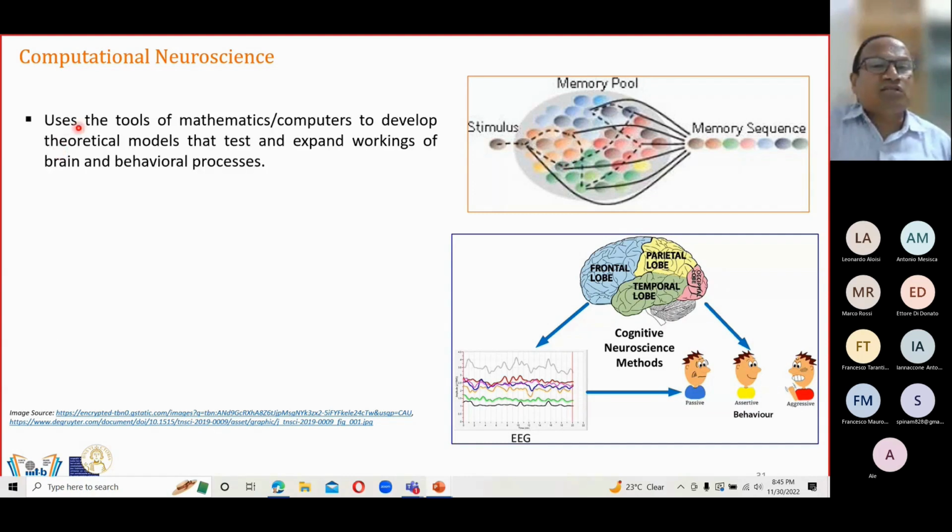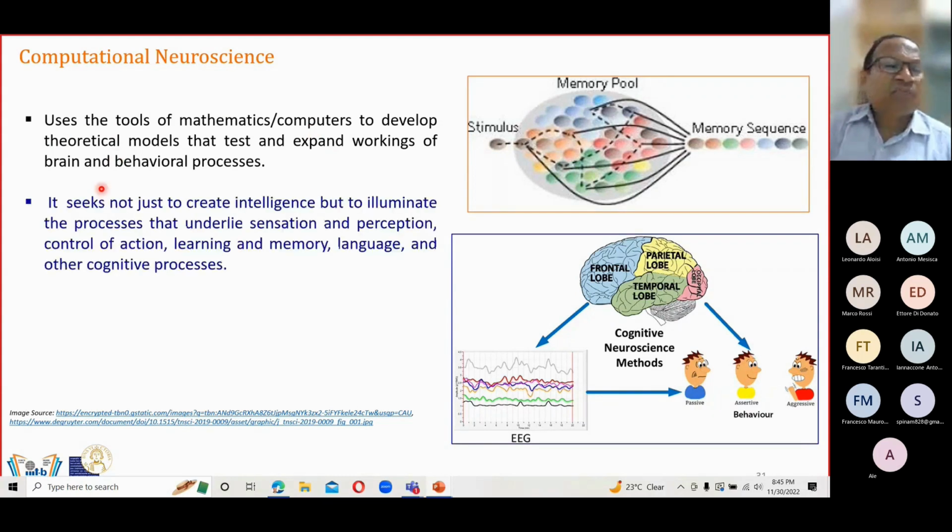This neuroscience uses tools of mathematics and computers in the development of theoretical models, which are used to test and expand the workings of the brain and behavioral processes. It seeks not just to create intelligence, but to illuminate the processes that underlie sensation and perception, control of action, learning and memory, language, and other cognitive processes.